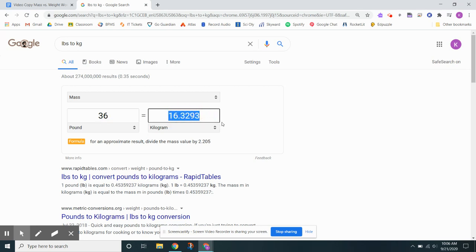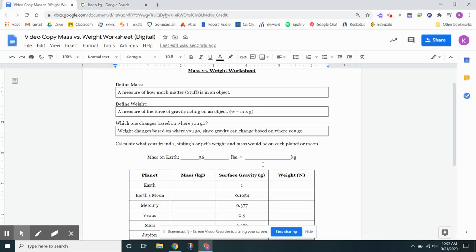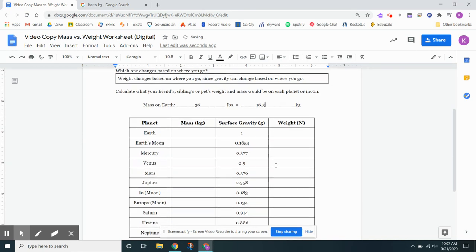If it's a long decimal, we're just going to round to the tenths place. So 0.3 is in the tenths place. I look to the place behind it to see if I have to round up or down. It's a 2, which is less than 5, so that rounds down. The 3 stays the same and everything else cancels. So this would become 16.3. I come back to my worksheet: 16.3 kilograms. 36 pounds equals 16.3 kilograms. So that is the mass of your dog in kilograms.